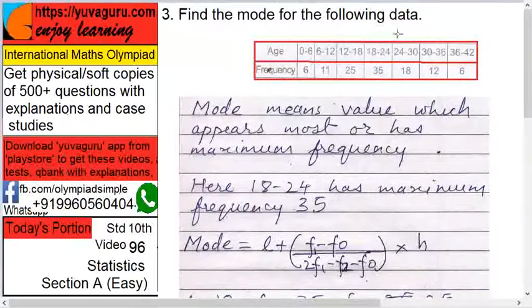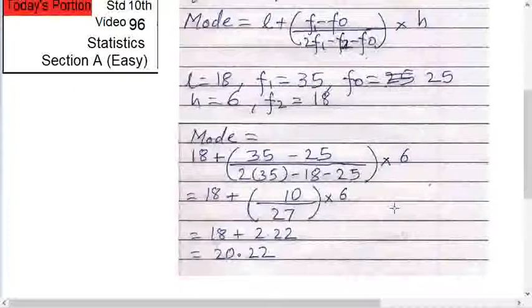F2 is next, means 18 to 24, then next interval is 24 to 30. So frequency of that is F2. Okay. So you got all the numbers, just input the values. Therefore mode equals 18 plus in bracket (35 minus 25) upon (2 into 35 minus 18 minus 25) into 6. Solve this and you will get 20.22. That is the required mode.